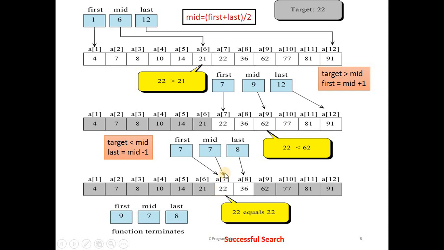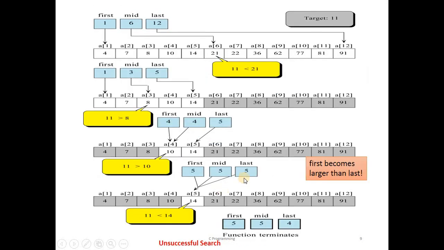So finally I will return this 7th index, that is the index where I got my key. So this will be a successful search. But in the situation explained in this slide, I am looking for 11. As shown in this figure, there is no value 11 stored in this array. So what will be the final answer? It will be an unsuccessful search.